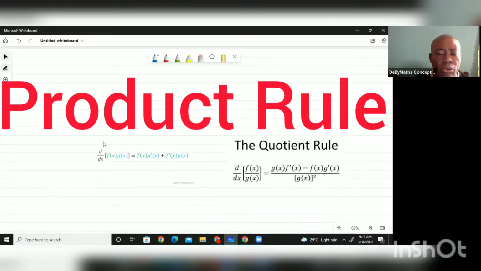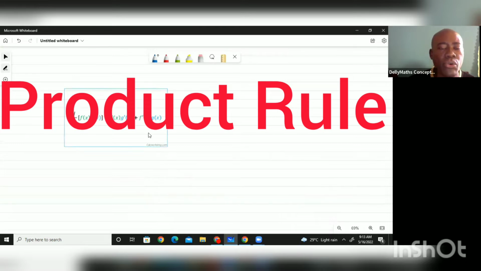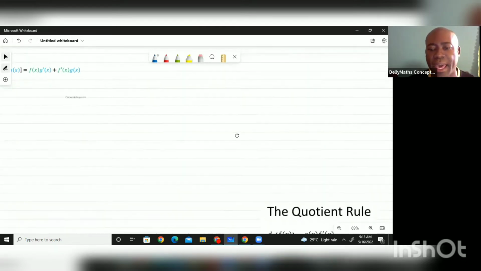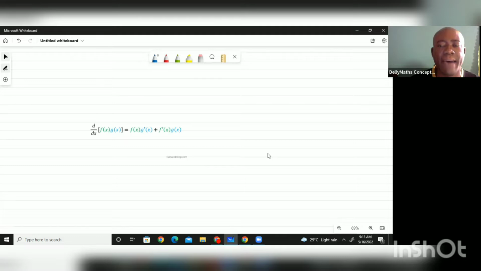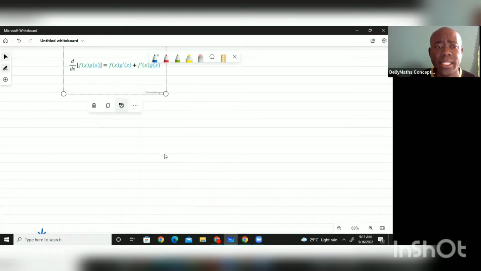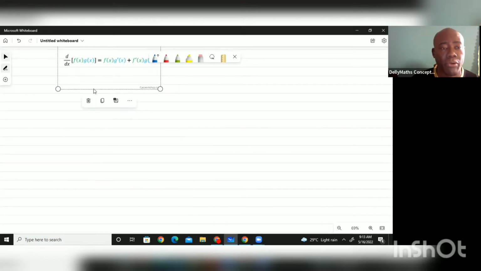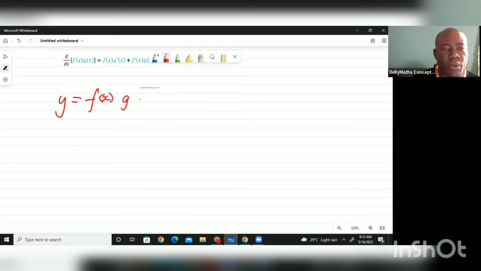So the product rule is a simple case, right? The product rule is used whenever we have things being multiplied and we want to take the derivative of that. So let us quickly look at an example. For example, let us say we have y equal to, say, f of x times g of x, right? So these two things are being multiplied.